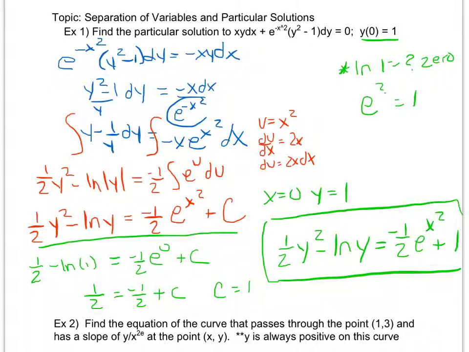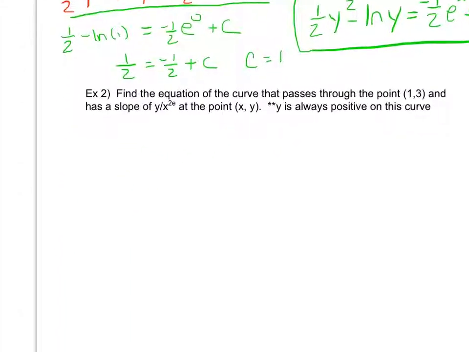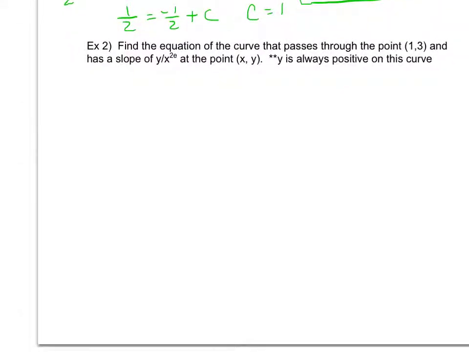Moving on from here, looking at my second example, again, I'm going to find an equation of the curve that passes through the point (1, 3) and has a slope of y over x squared at the point (x, y). Note that I'm told that y is always positive on this curve.